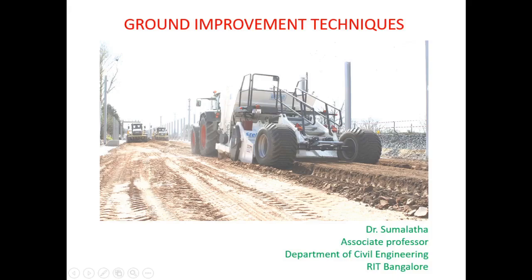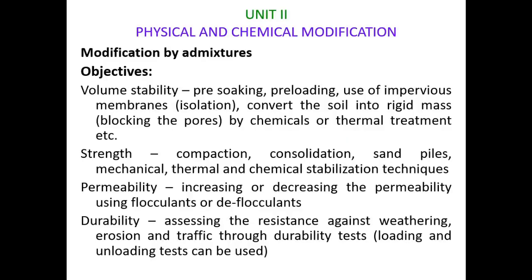In ground improvement techniques, let us discuss the physical and chemical modification of soil. The objectives of soil stabilization are to improve one or more of the soil properties such as volume stability, strength, permeability and durability. The first property is volume stability. The variations in moisture content accelerate the volume instability, that is swell or shrink, in most of the clay soils.